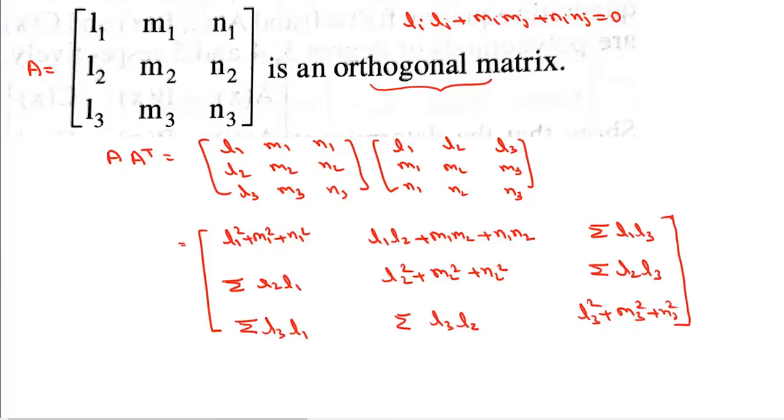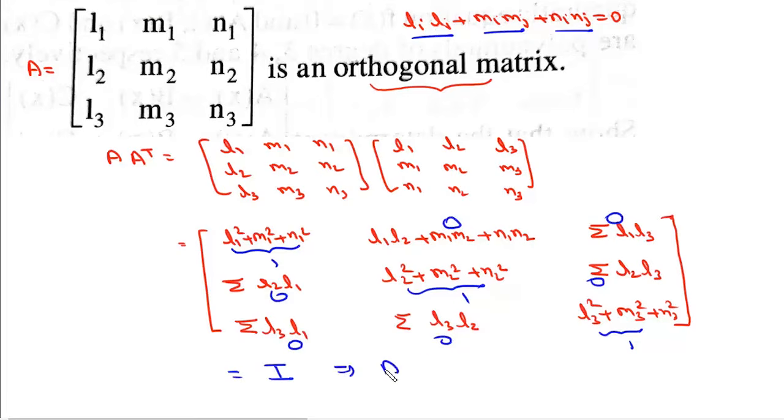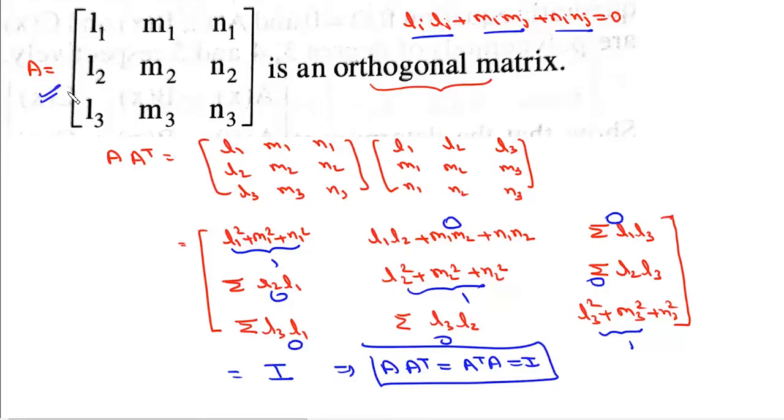Now since they are direction cosines, all of them are 1. So all the diagonal elements are 1, and then Li Lj plus Mi Mj plus Ni Nj is 0. So all these other elements will be 0, which means the right hand side is an identity matrix. So from here we can say A into A transpose will be equal to A transpose into A, and it will be equal to I, and therefore this matrix is an orthogonal matrix.